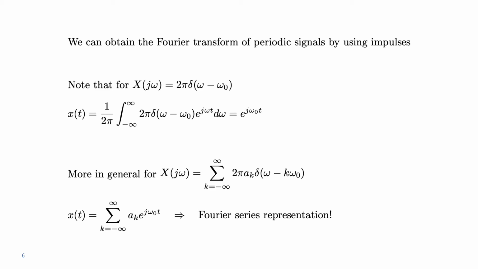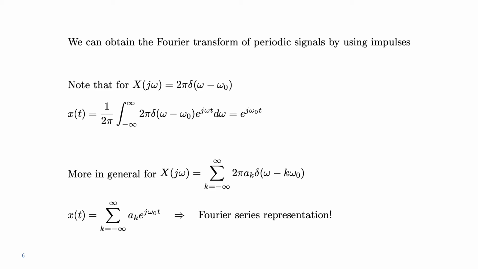So this is because we just showed that one impulse has as an anti-transform a complex exponential, so a linear combination of such impulses has as an anti-transform a linear combination of such complex exponentials. But the funny thing here is that this is just exactly the Fourier series representation that we have learned about, right?